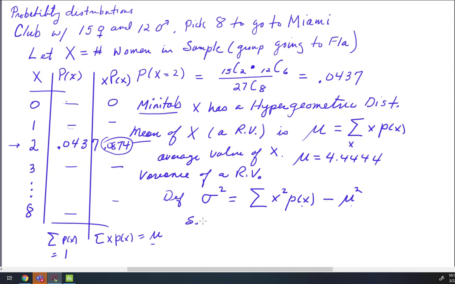The standard deviation, SD, would be the square root of sigma squared, which we call sigma. Now in this case, sigma is equal to, I've got to look because I don't remember, 1.2016, or about 1.2. That would be the standard deviation of this random variable.